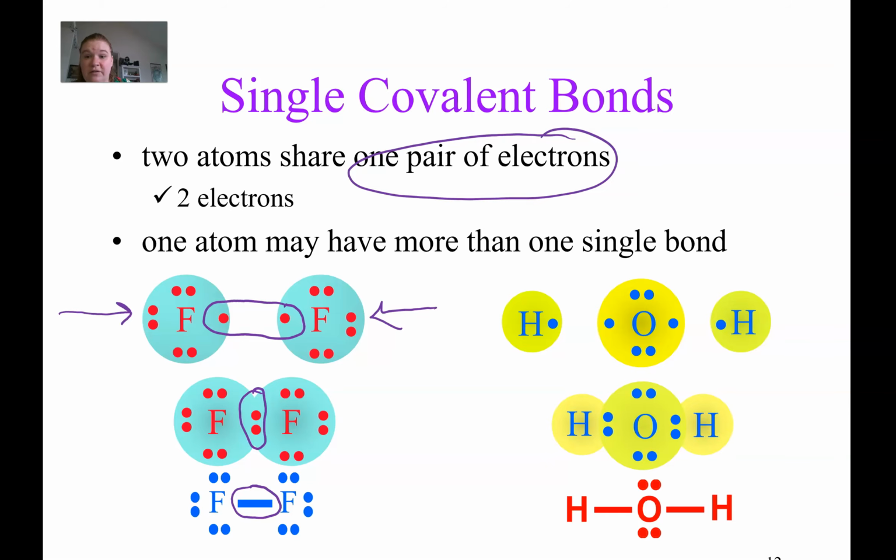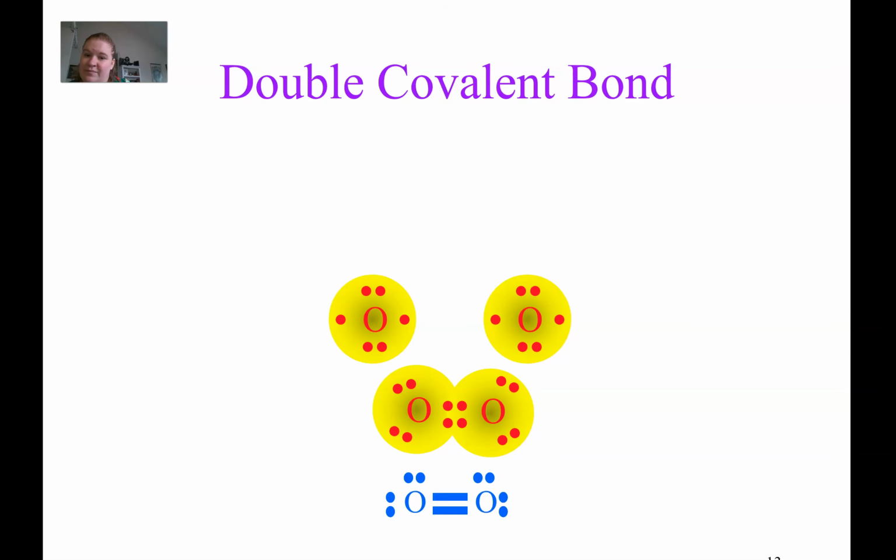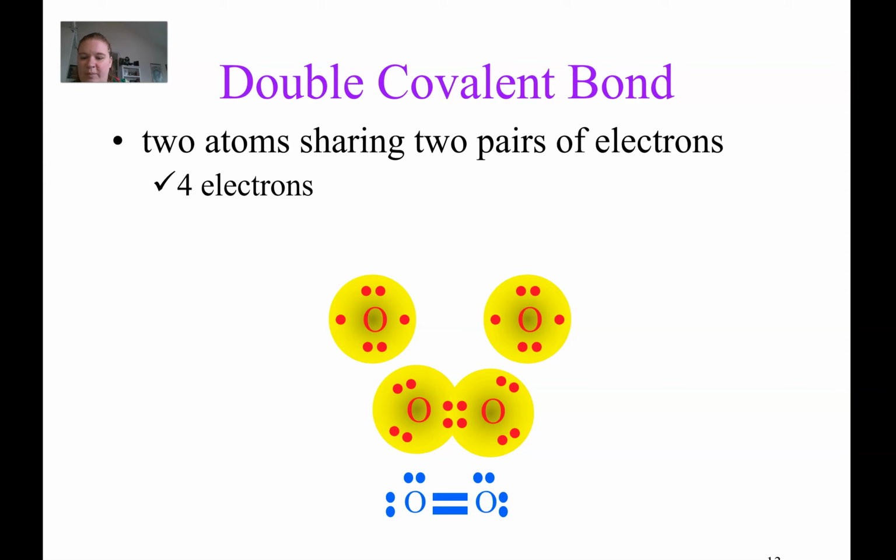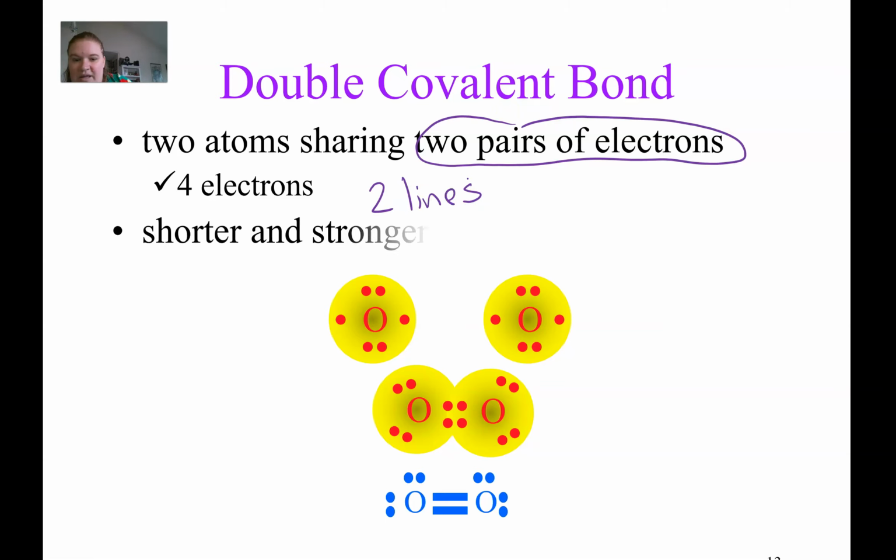So if we're starting with single covalent bonds, next comes double. A double covalent bond is when the atoms are sharing 2 pairs of electrons, or a double pair of electrons, and this is represented by 2 lines. It is shorter and stronger than a single bond.